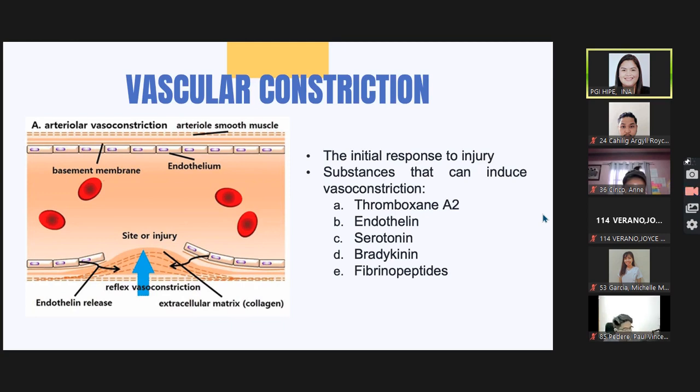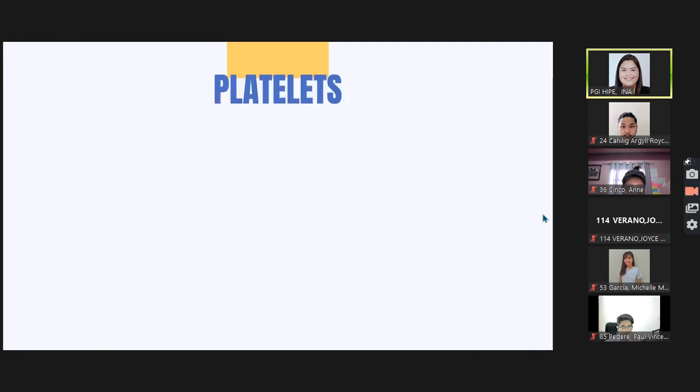And also, the extent of vasoconstriction depends on the degree of vessel injury. So as mentioned earlier, it depends on the amount or extent of damage to the vascular endothelium. So in cases of massive na damage, then vascular constriction may not be enough to repair the damage. Okay, so next one, we have the platelets.